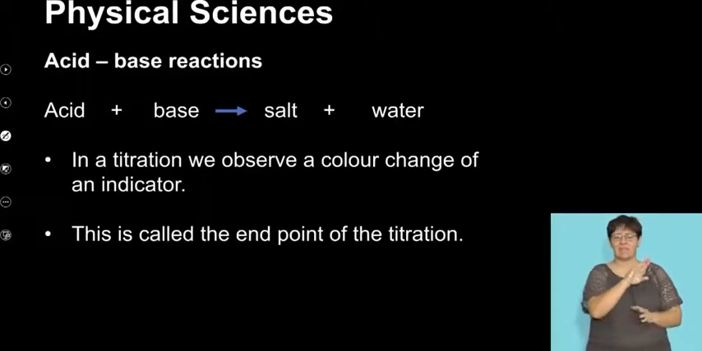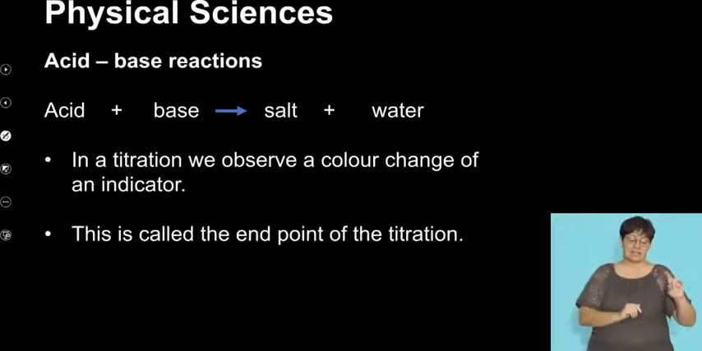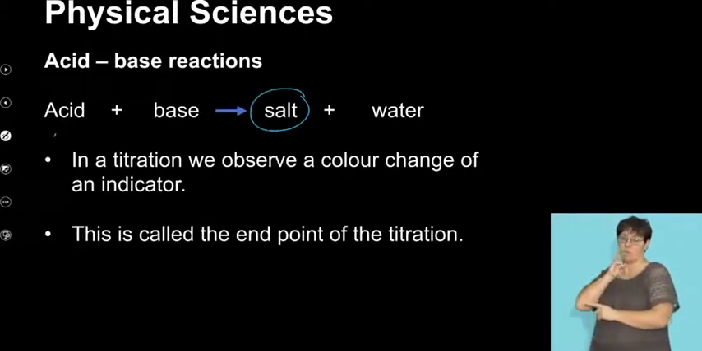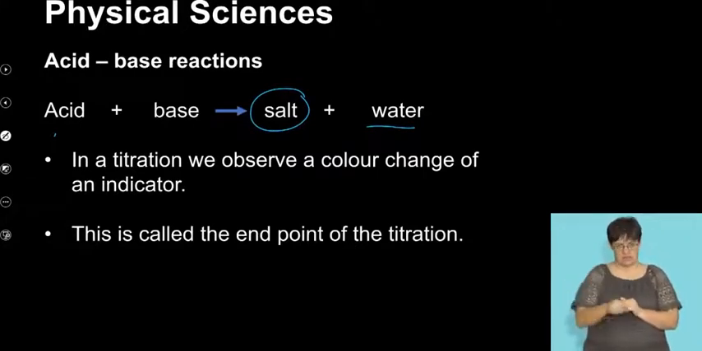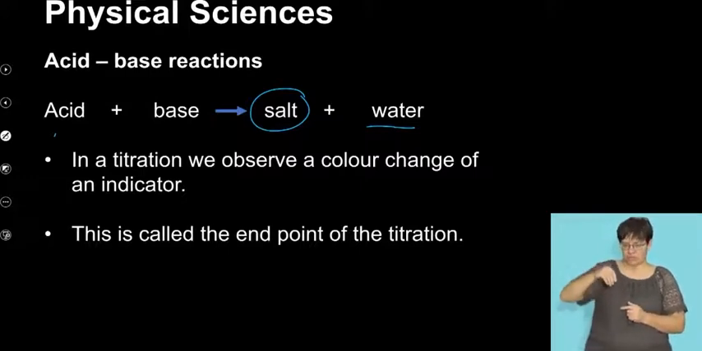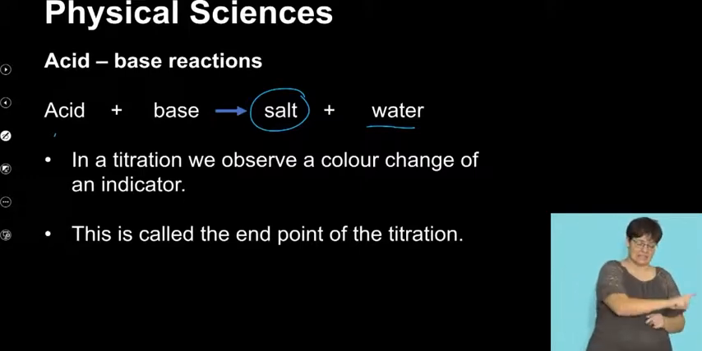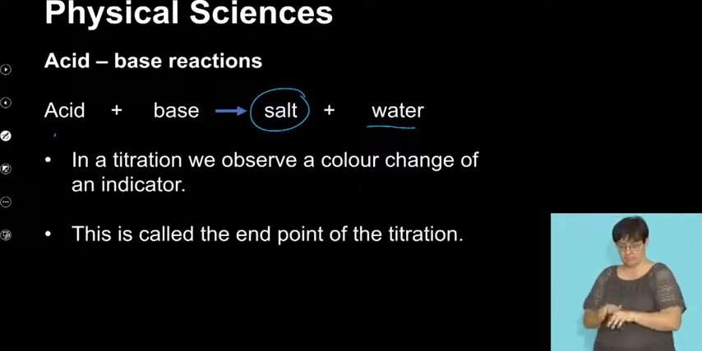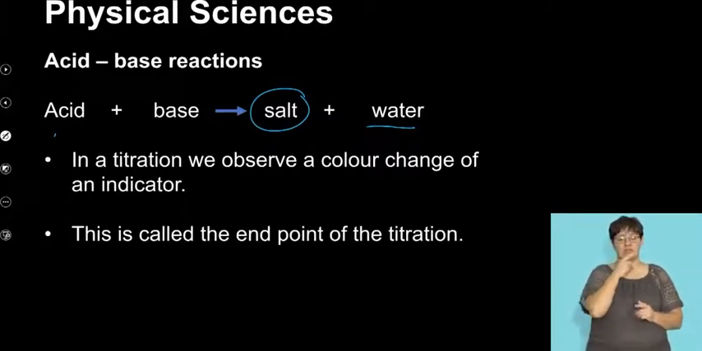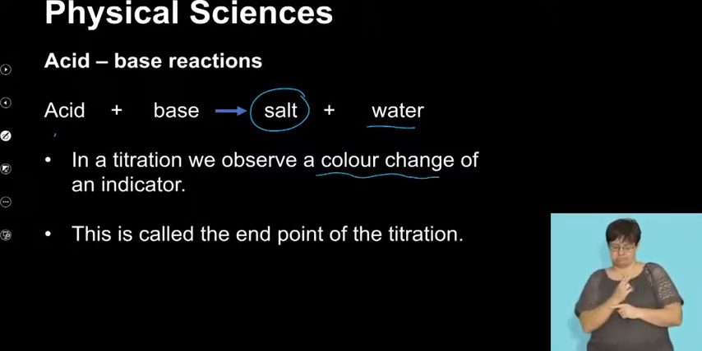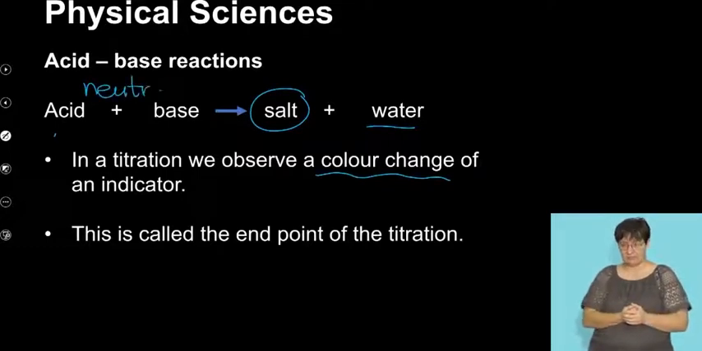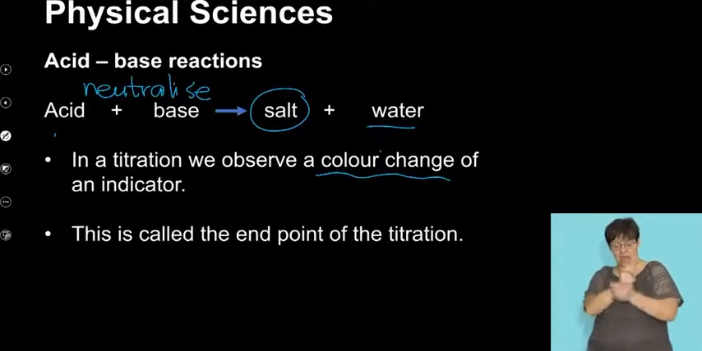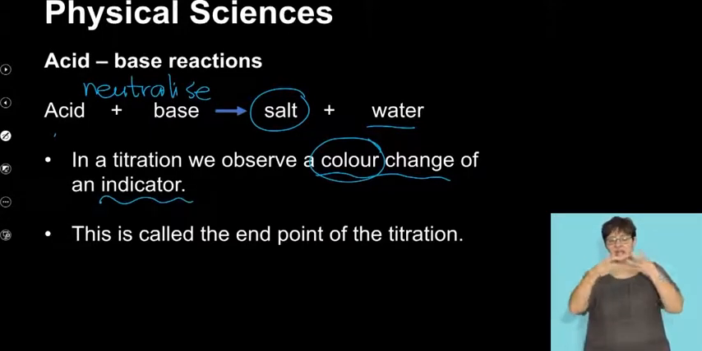So if we look at an acid-base reaction, I said that an acid and a base form a salt and water. So if we want to evaporate the water, we will be left over with the salt, and that salt will depend on the acid and the base that reacted. So in a titration, we observe the color change when that acid and that base neutralize each other. Okay, we can only see the color change if we have the correct indicators.